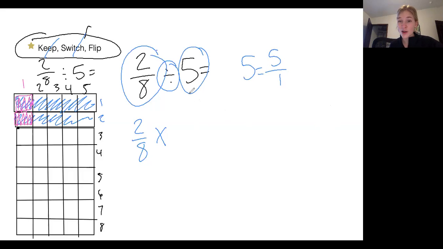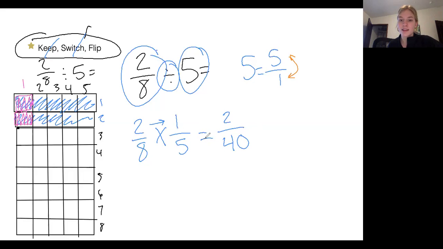So since we know that, all we have to do is flip the numerator and the denominator. By the way, this is the numerator on top, and this is the denominator on the bottom, okay? So all we gotta do is flip these two around. And that would equal 1/5. And I'm done. All I have to do is multiply across. So 2 times 1 is 2, and 8 times 5 is 40.